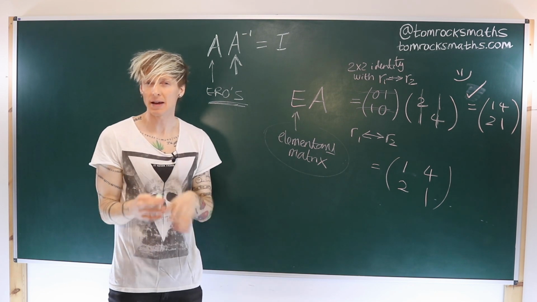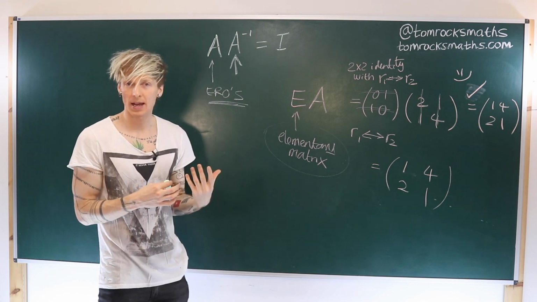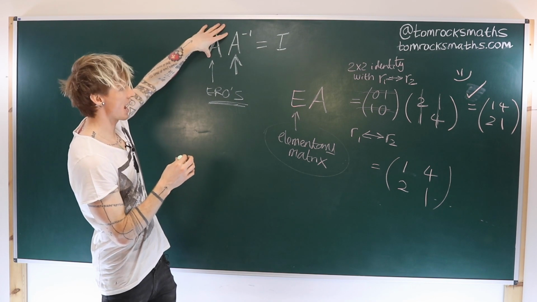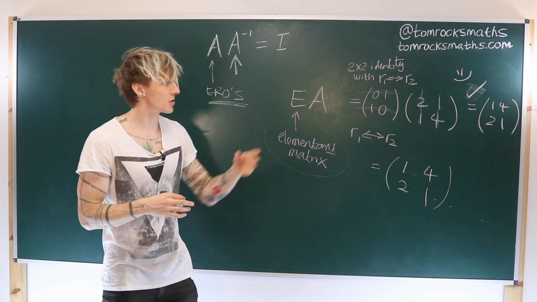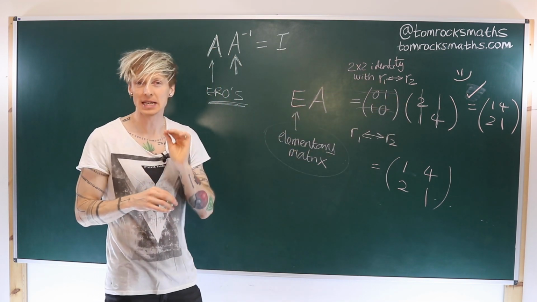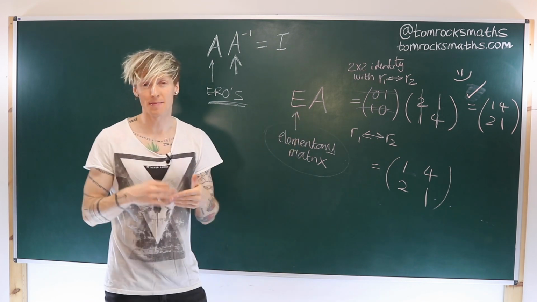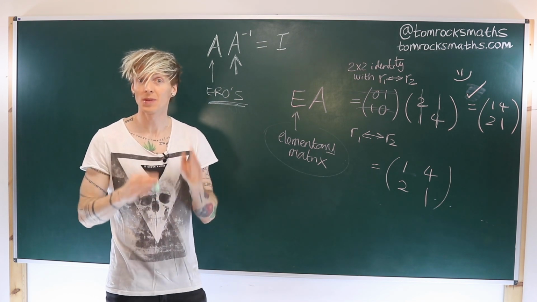So just to repeat that for clarification, if we can keep track of the EROs that we need to turn any matrix A, and we have this example here, into the identity, then if we do the exact same EROs to the identity matrix, that will in fact give us the inverse. So let's try it out.